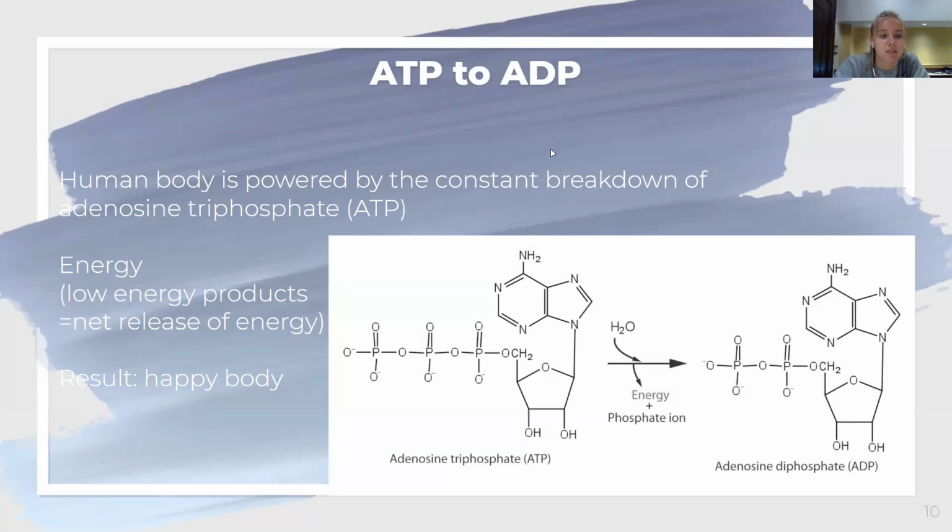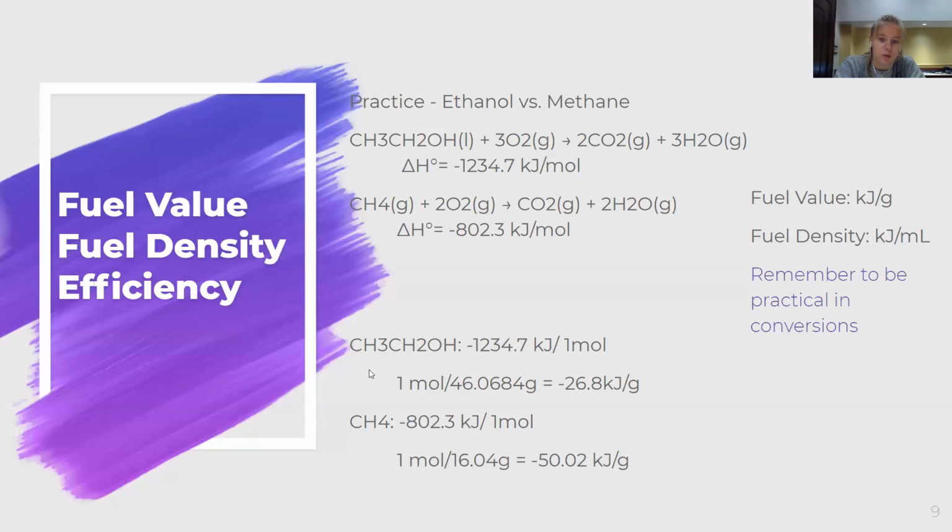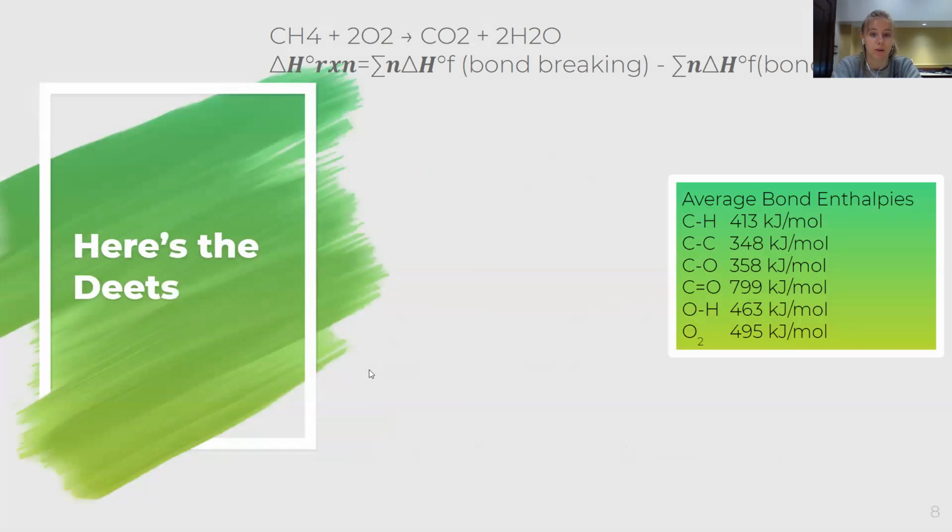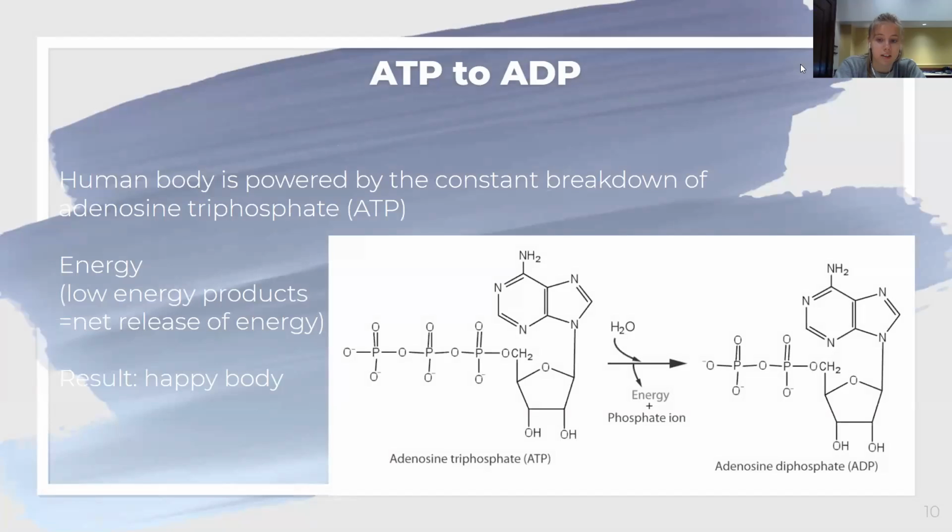Right here on the slide, it talks about the human body being powered by the constant breakdown of this adenosine triphosphate. And as it's breaking down, which is what you're seeing right here in the diagram, you're seeing all of those oxygens and the phosphates all getting reorganized and pushed around. And that's what's going on. You have those bonds that are breaking, and you see those bonds that are forming in the body, which is creating new products and destroying the reactants.